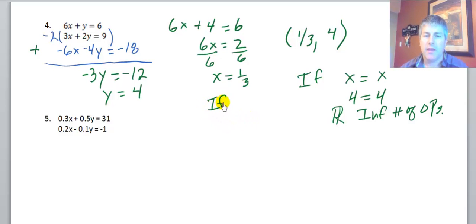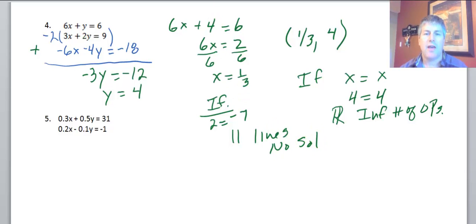If we would get something like 2 equals -7, well then we know we have parallel lines, and then there's no solution. So just a little aside here. So if we come up with different answers, we can get parallel lines, or if we get something equals itself, there's an infinite number of ordered pairs, and that would be the same line.